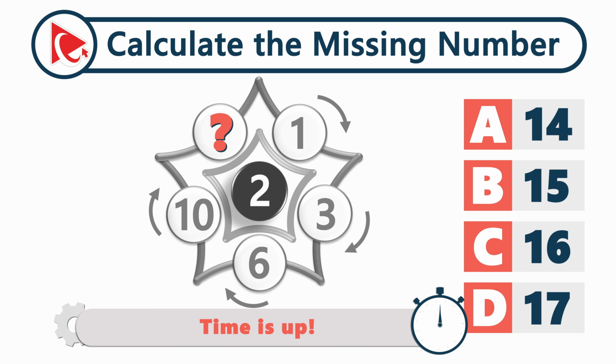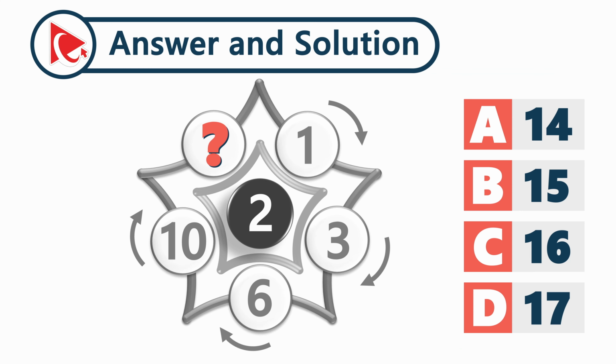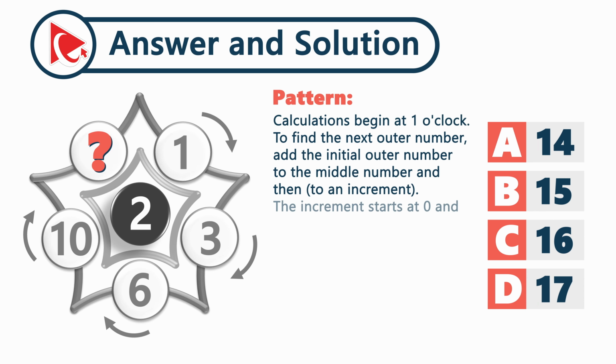Time's up. Do you have your answer ready? I hope so, because the pattern here cannot be any easier. Calculations begin with number 1 at 1 o'clock. To find the next outer number, add the initial outer number, which is 1, to the middle number, which is 2, and then to an increment. For the first calculation, the increment starts at 0 and then increases by 1 with each step.